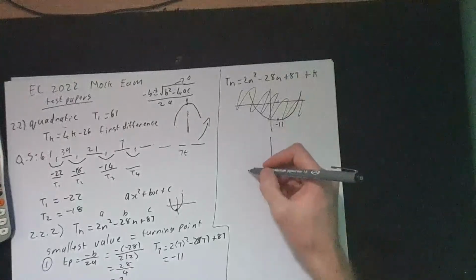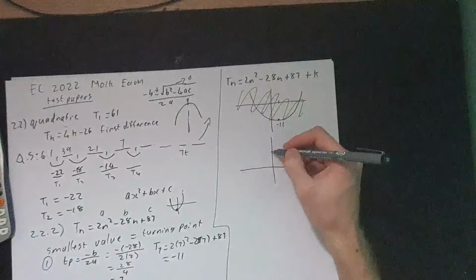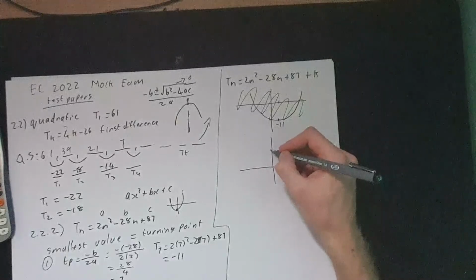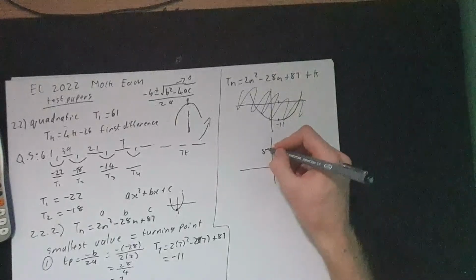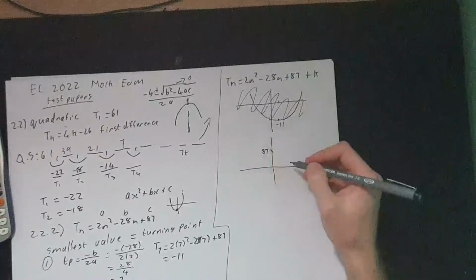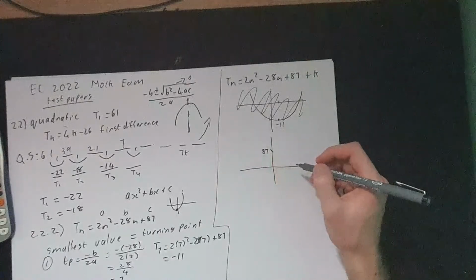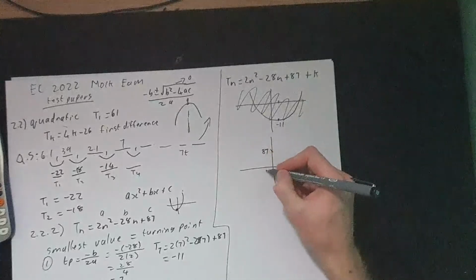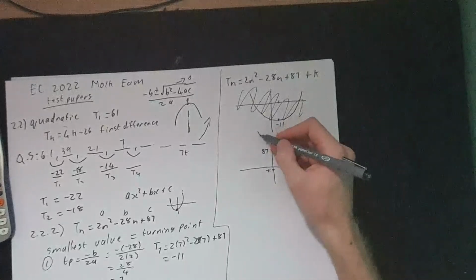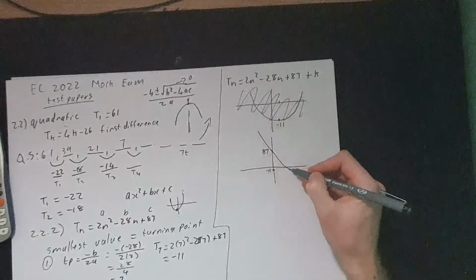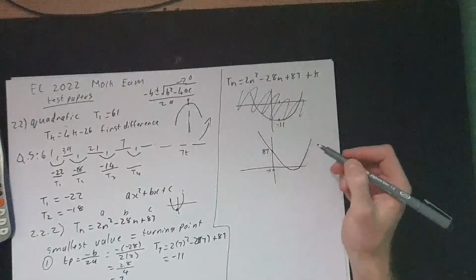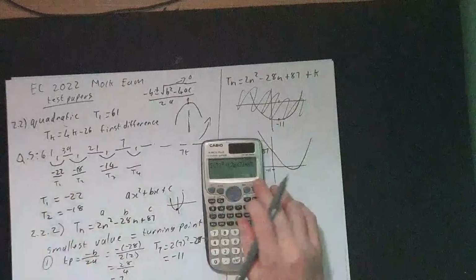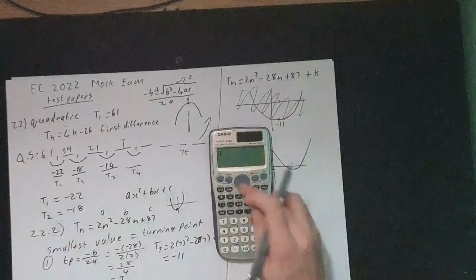That's quite a big graph. So I'm cutting the y-axis here at 87, which means that my turning point was at negative 11. So in comparison, it is really close here, negative 11. So it's going to probably look something like that. If we're going to the x-intercepts here, just bear with me.